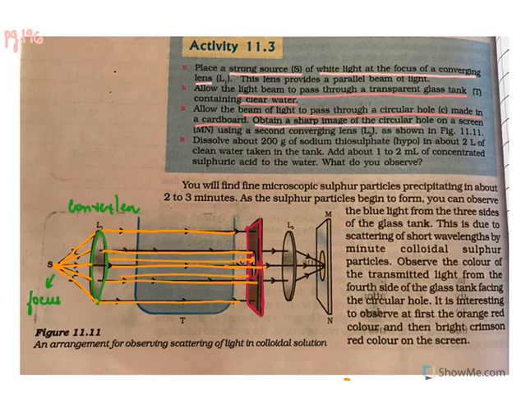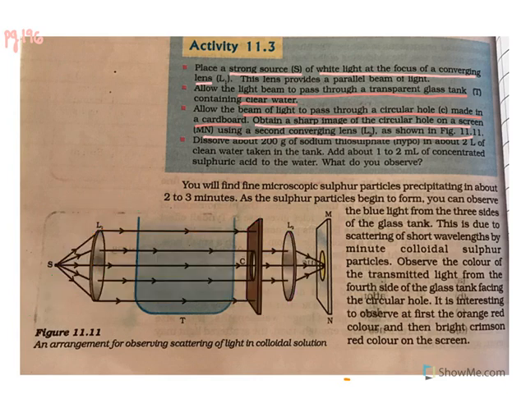Then obtain a sharp image of the circular hole on the screen using a second converging lens as shown in the figure. So here is another converging lens, another convex lens, and these rays are parallel. After refraction, they will converge at a point and you get a bright spot on the screen. Now in the next part, we are going to take 200 grams of sodium thiosulfate in this clean water, and then add 1 to 2 ml of concentrated sulfuric acid to the water.